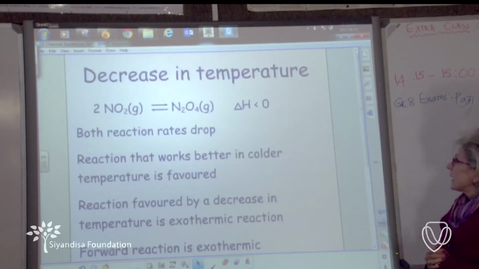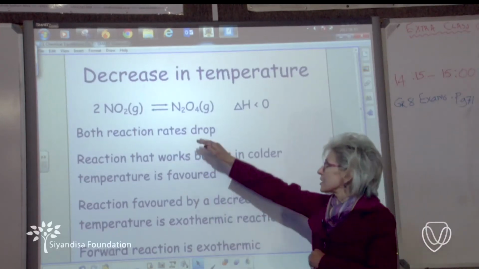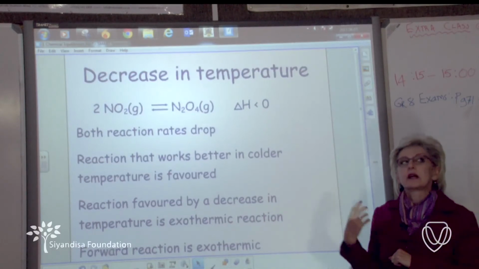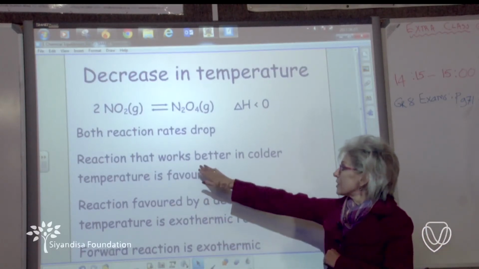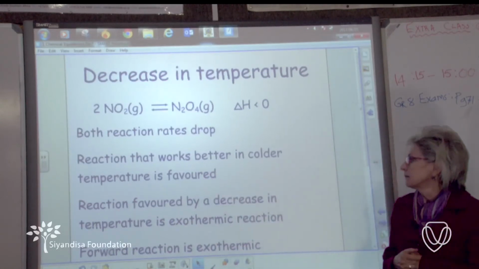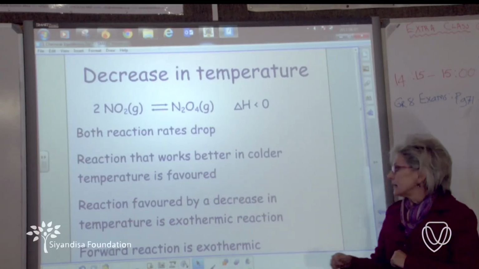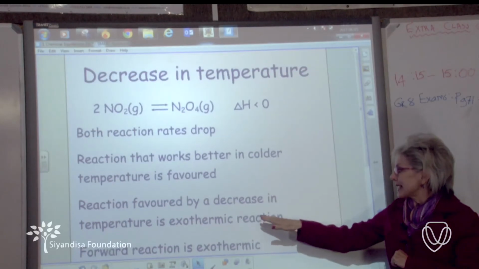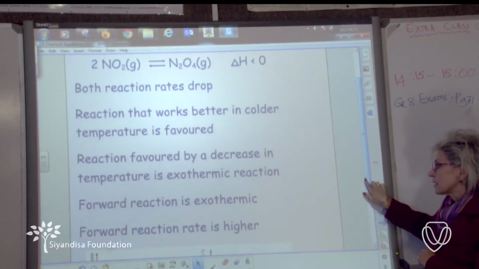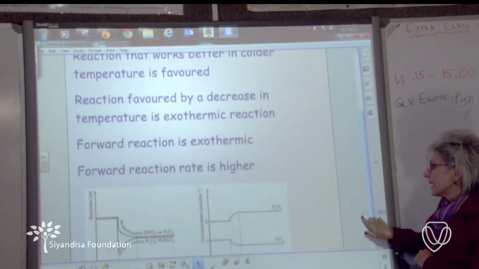Opposite reasoning, when there is a decrease in temperature, both reaction rates drop. The particles are moving more slowly, so they collide less often. The reaction that works better in colder temperature is favored. The reaction favored by a decrease in temperature is the exothermic reaction. The forward reaction is exothermic, so the forward reaction rate is higher.